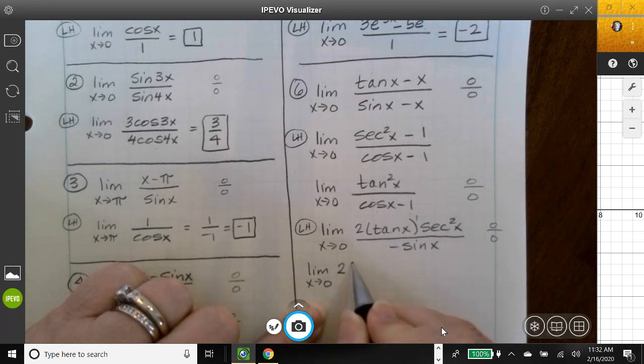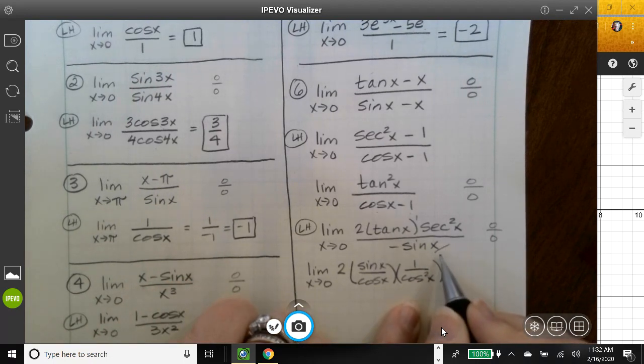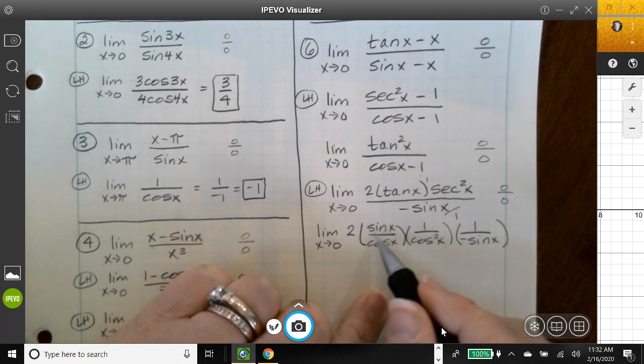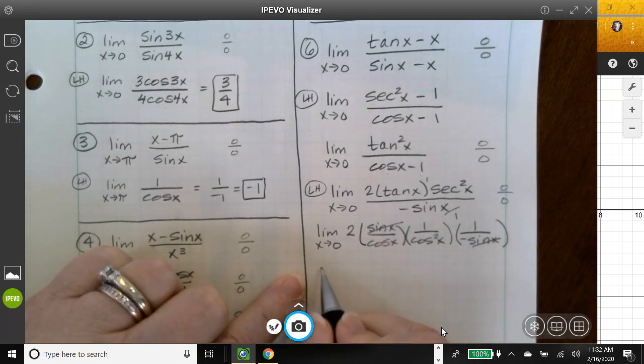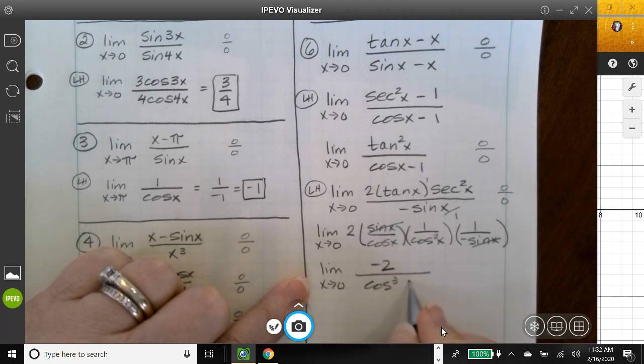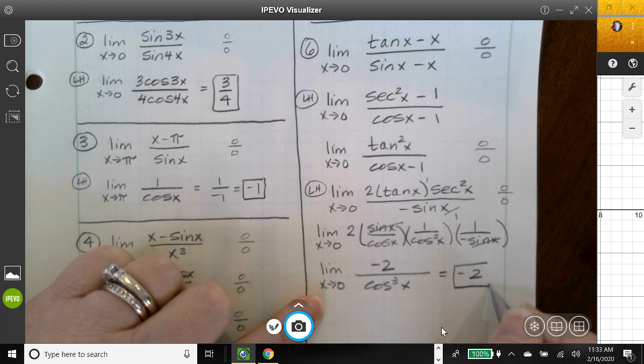So this is going to be 2 times, well, what is tangent? Well, tangent happens to be sine x over cosine x. Secant squared happens to be 1 over cosine squared x. And this denominator is really sine x over 1. So when I flip it, I get 1 over negative sine x. And then let's simplify this by removing what we can remove. And so then this limit breaks down into negative 2, because there's a negative down here, over cosine cubed x, which is nice because I can plug 0 into cosine, and when you do that, you get 1. So this limit turns out to be negative 2.